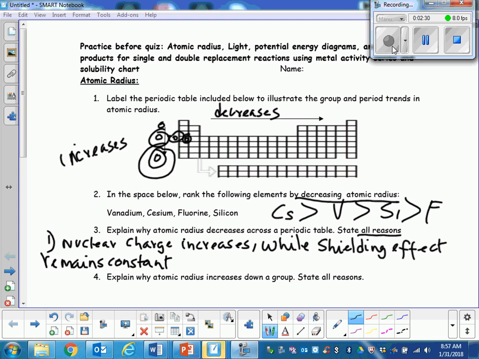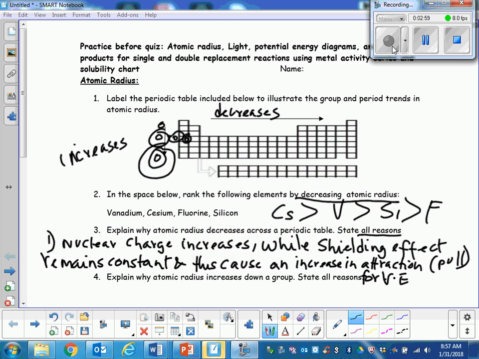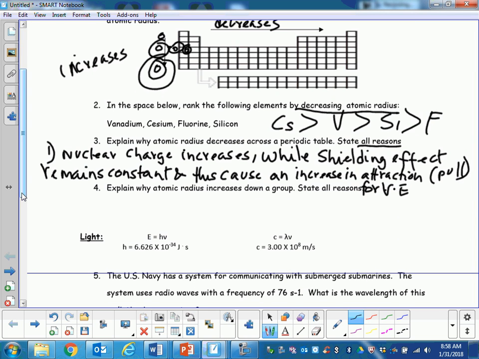All right? Nuclear charge increases while shielding effect remains constant, and this causes an increase in pull of valence cloud, right? An increase in attraction, which is nothing but pull for valence electrons. I'm going to abbreviate valence electrons, VE, causing a decrease in the size. Does that make sense? Okay.